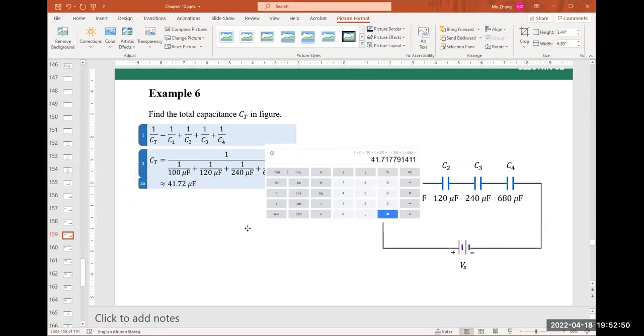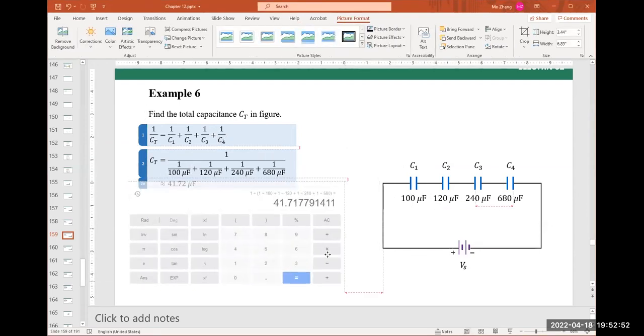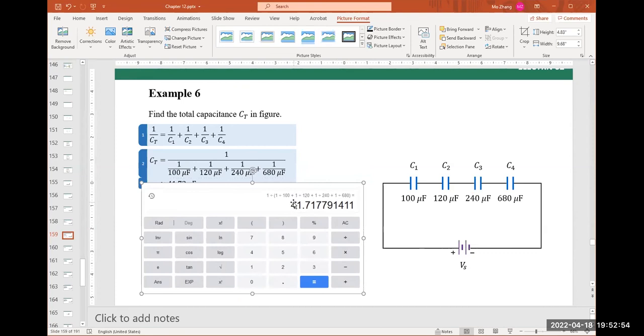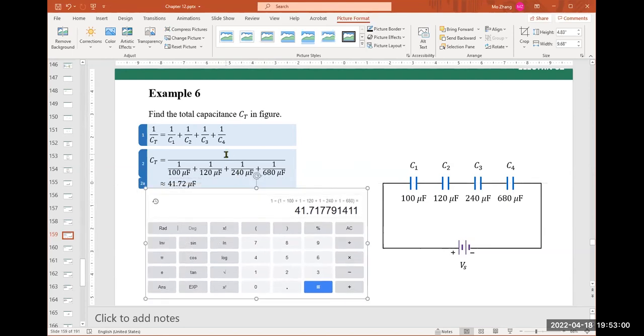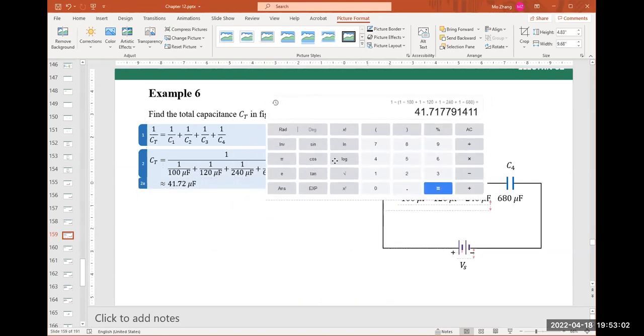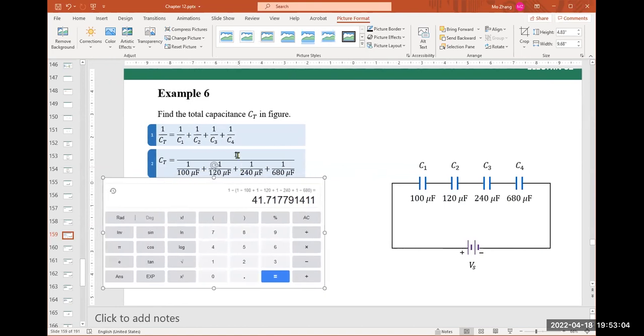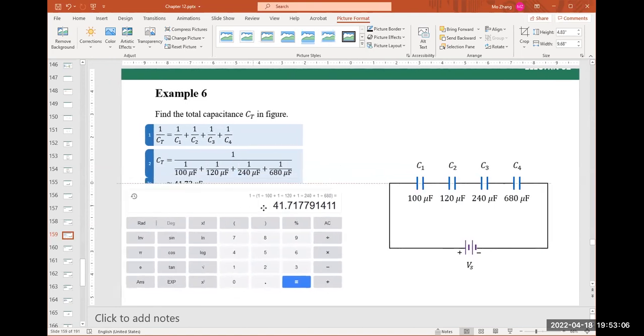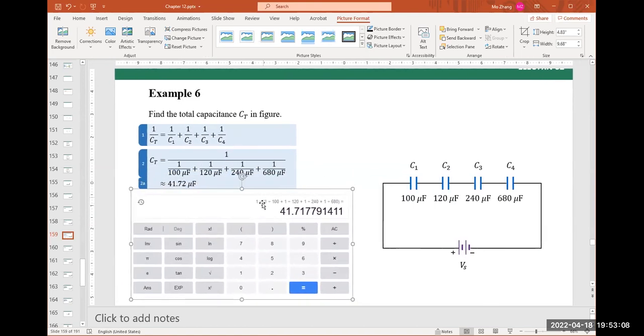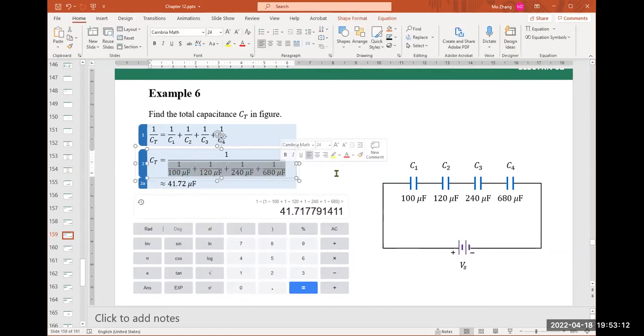So here, this is the calculator page. It's a 1, this one is that one, this one on the top, divided by parentheses, but these parentheses hold everything in the denominator.